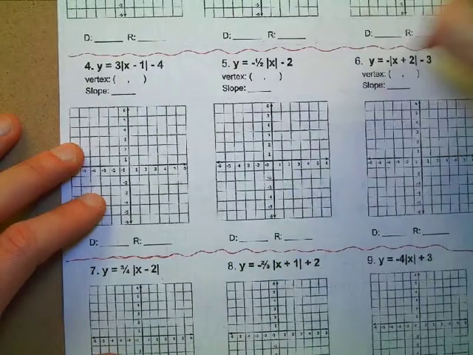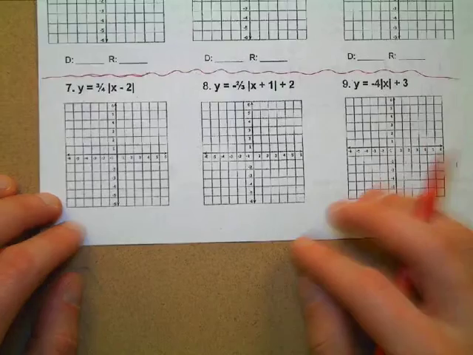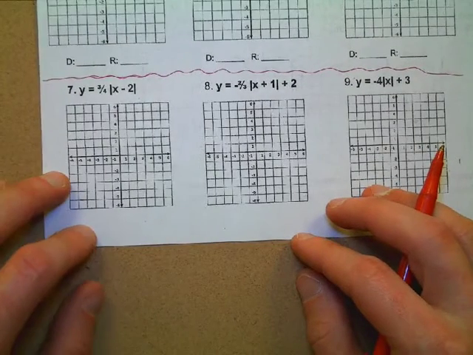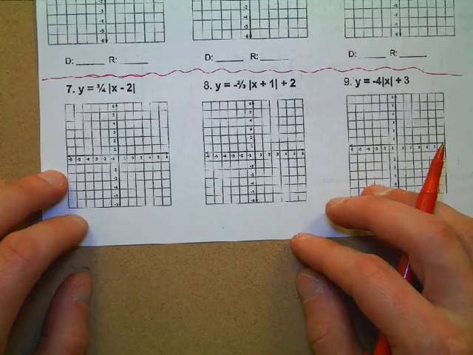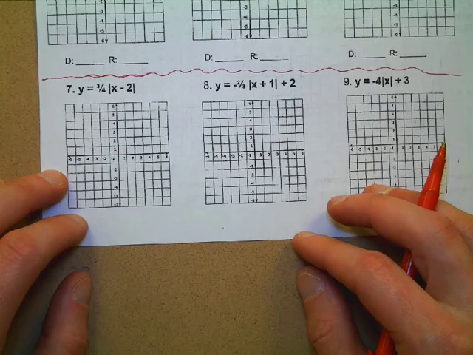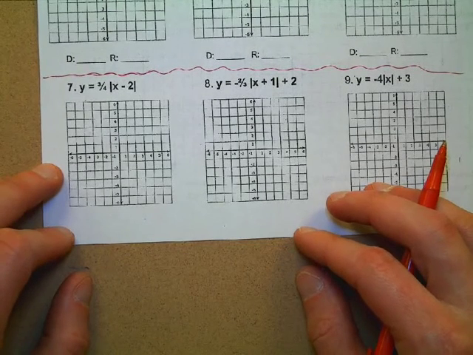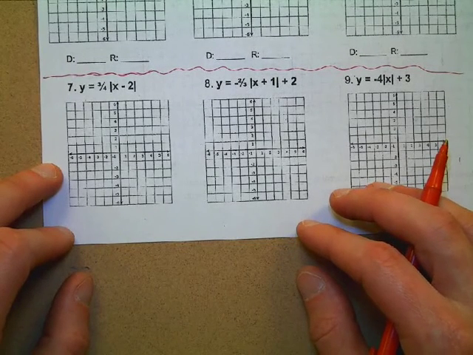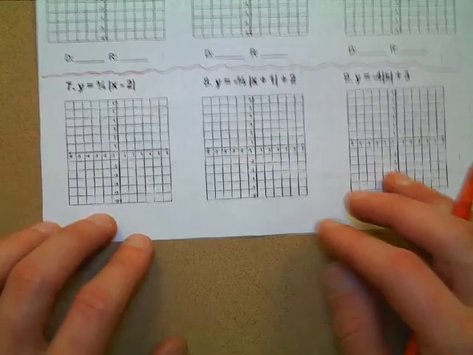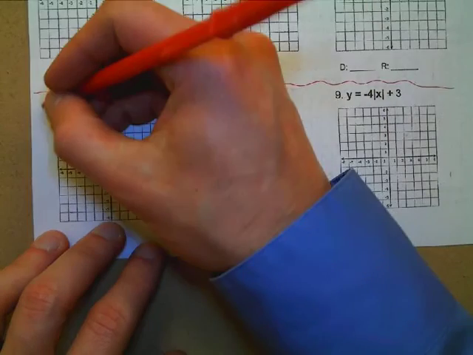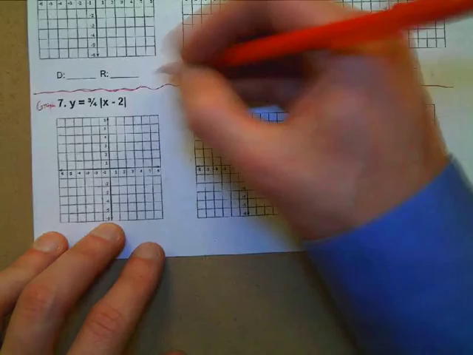For 7, 8, and 9, they don't really give you anything here, so I'll just have you identify. Actually, you know what? Just graph them. That's all you have to do. Just graph these right here. That's all I'll have you do for those. But I do want you to answer all the questions for 1 through 6.